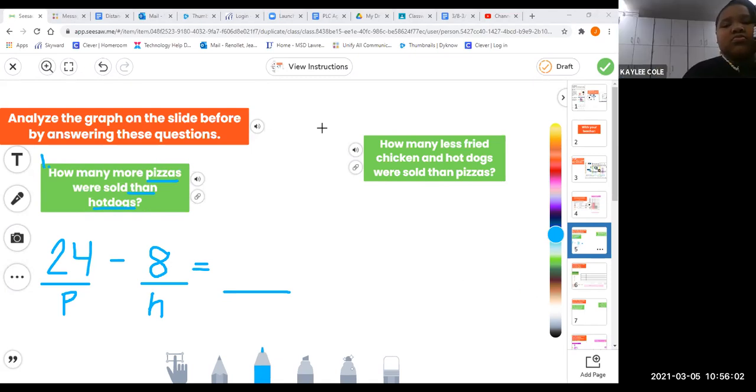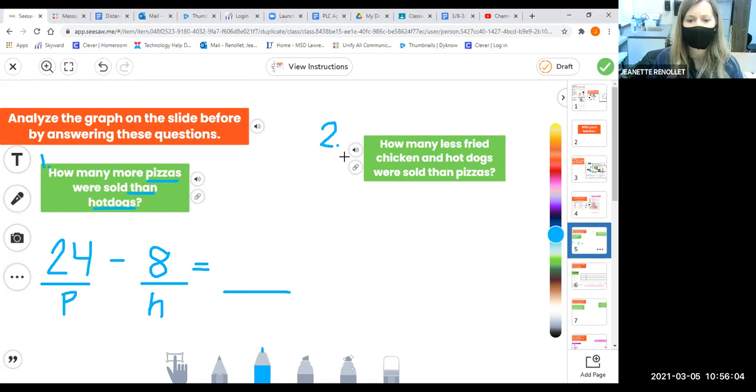Okay, let's go to our second question on slide number 5. How many less fried chicken and hot dogs were sold than pizzas? I notice my question words say how many less. Those are comparing words. And than is a comparing word. That means we're comparing the amounts and we need to use subtraction.